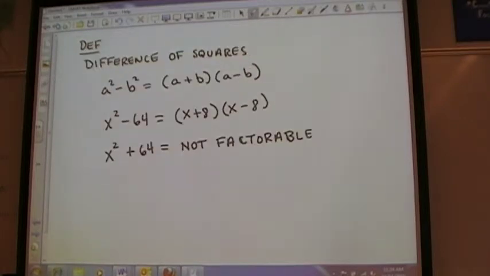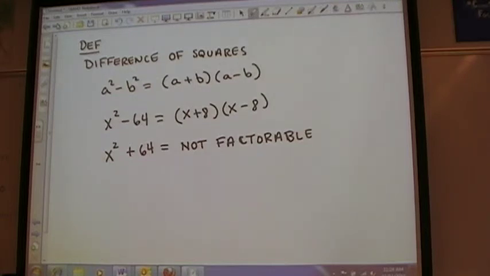Next definition, difference of squares. If you have something in the form of a squared minus b squared, it will factor to a plus b and a minus b. Our example is x squared minus 64. Your key there is: are a and b perfect squares? Yes. The square root of x squared is x. The square root of 64 is 8. So it would factor to x plus 8 and x minus 8, or the other way around. The order doesn't matter.